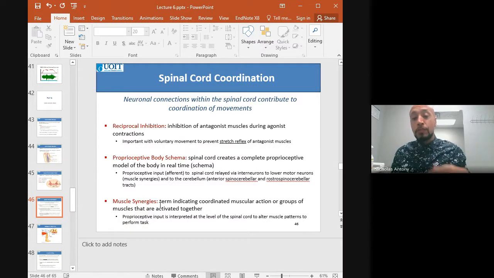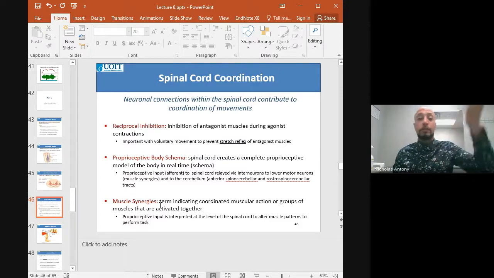So by having muscle synergies or having proprioceptive input sort of alter the activation a little bit, it again decreases the processing required. The more reflexes we have, the more processing the brain, that's already doing so much, has to do.